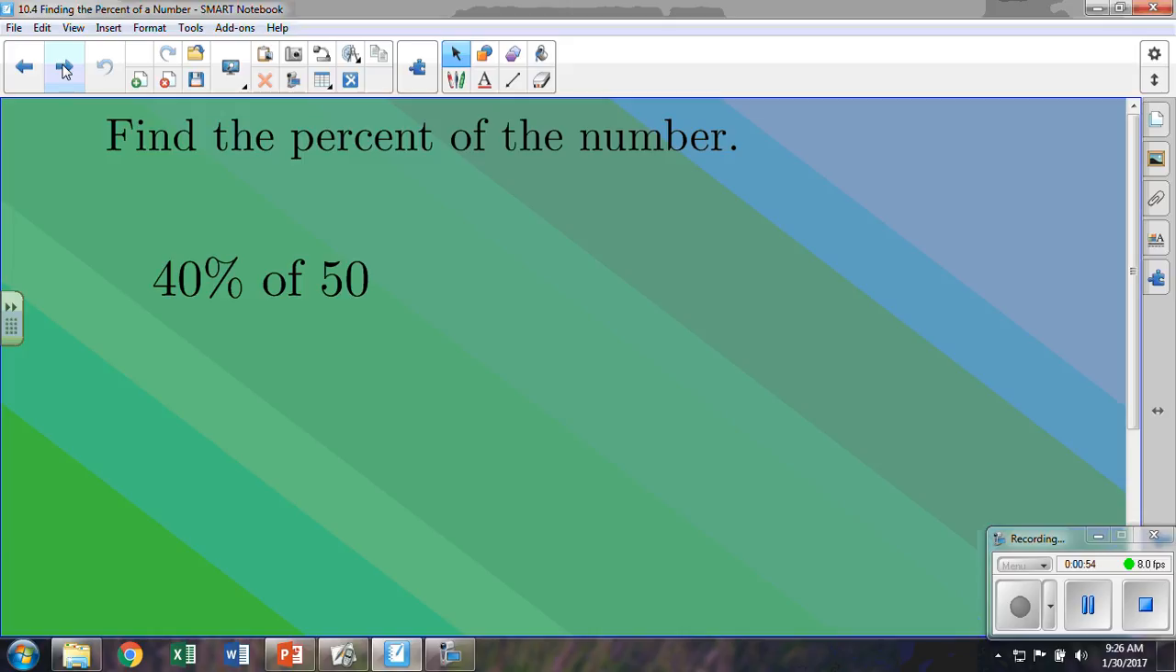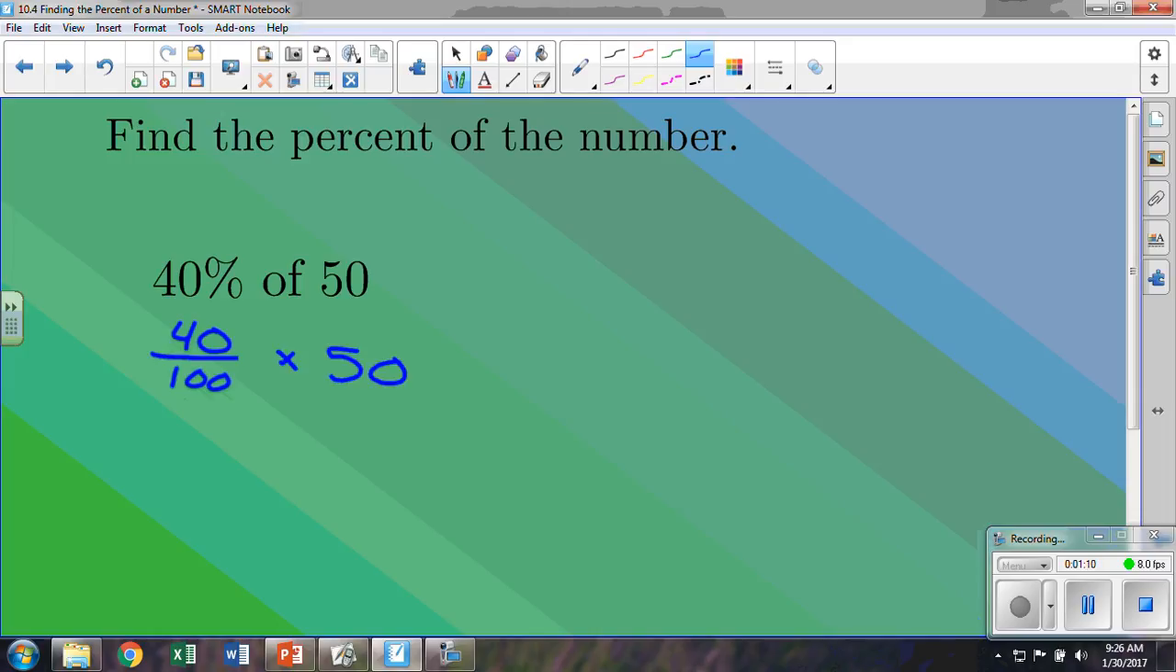Ultimately, when we're looking at 40% of 50, this is nothing more than saying we could take 40% as the fraction 40 out of 100, and we know that of means multiply times 50. Just multiply that. Set up your fractions, multiply them, simplify them, you're done.